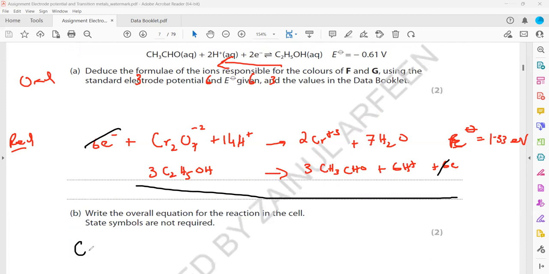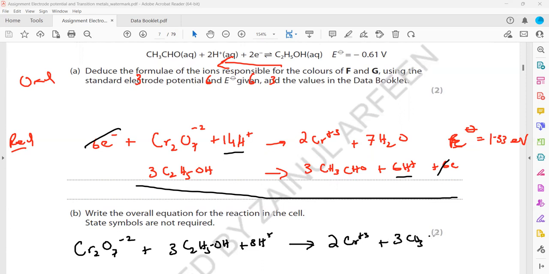So in this overall equation, we are left with Cr2O7 with the charge -2 plus 3C2H5OH. There are 14 here and there are 6. So we take 14 minus 6, that will be 8. So there will be 8 protons because here we have 14 and here we have 6. Then about the product, it will be 2 Cr3+ plus 3 CH3CHO, the ethanal, plus 7 water molecules. So this is a combined equation or overall equation.